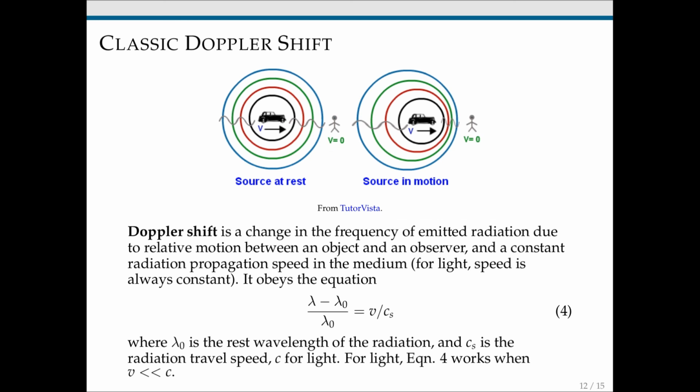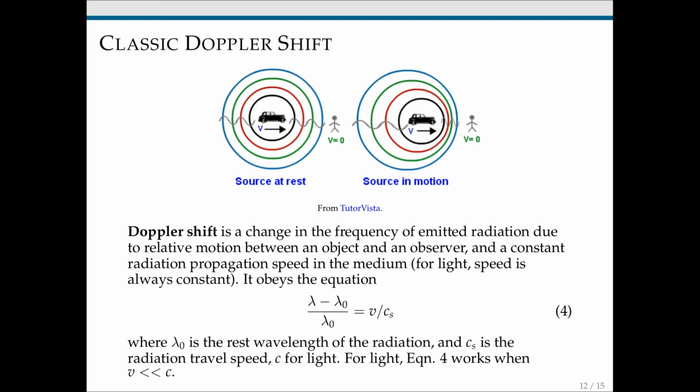Lastly, let's turn to the Doppler effect. Doppler shift is a change in the frequency of emitted radiation due to relative motion between an object and an observer, and a constant radiation propagation speed in the medium. Doppler shift is commonly talked about with respect to sound and light.